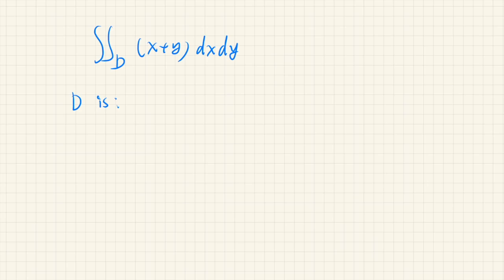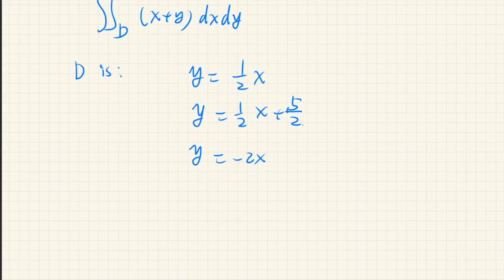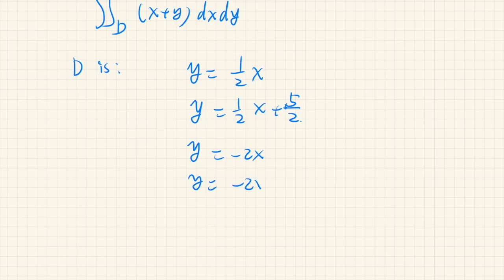Okay, let's see a simple example. Let's try to integrate this function, x plus y, dx dy, where D is the following region defined by 4 straight lines. y equals 1/2 x, y equals 1/2 x plus 5 over 2, y equals negative 2x, and y equals negative 2x plus 5. So D is a region enclosed by these straight lines.